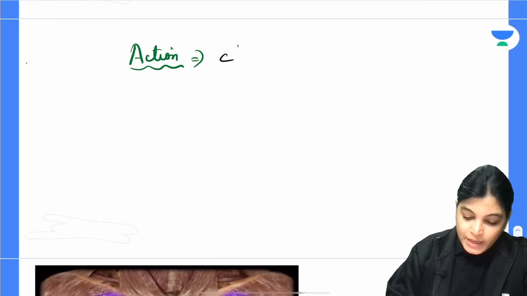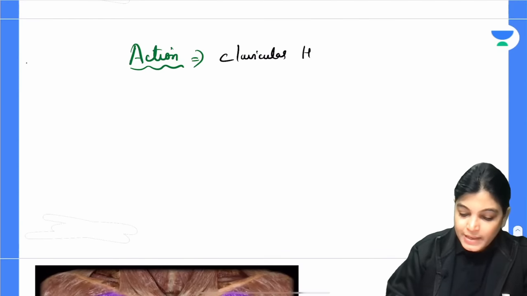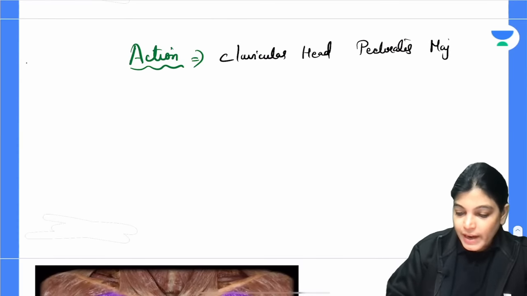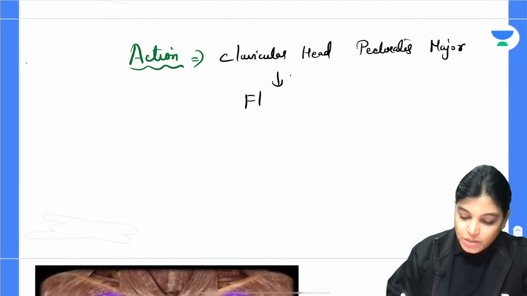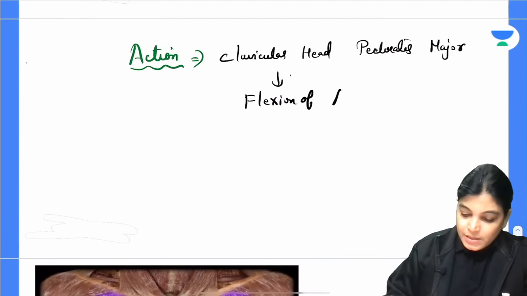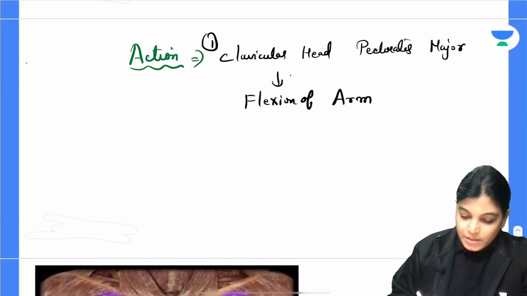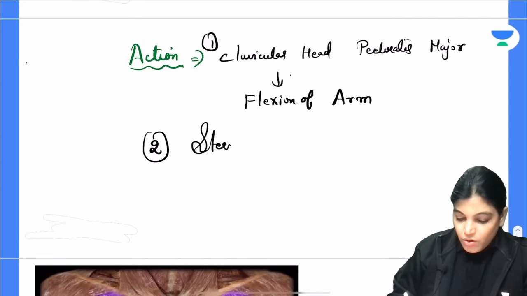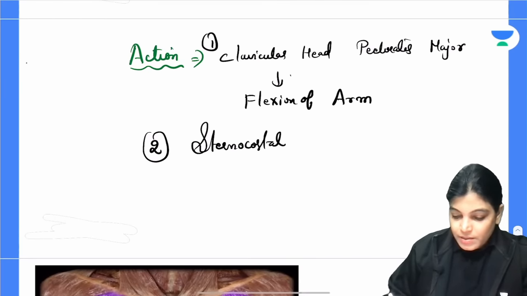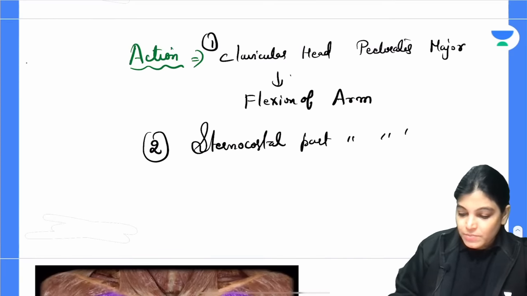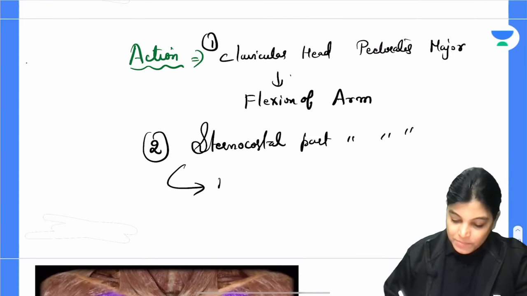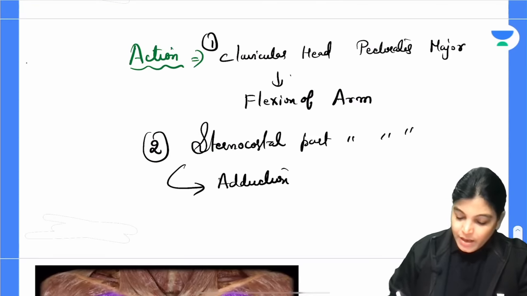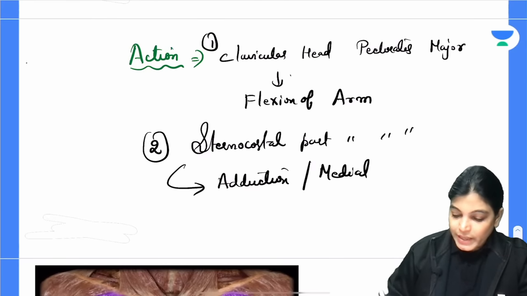When I am talking about the clavicular head of pectoralis major muscle, its major action is flexion of the arm. And when we are talking about the sternocostal part of pectoralis major muscle, it causes two actions on the arm, that is medial rotation and adduction of the arm.